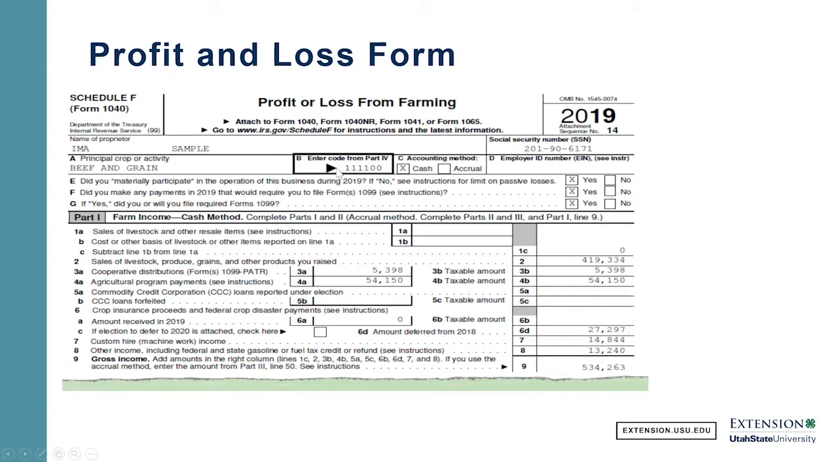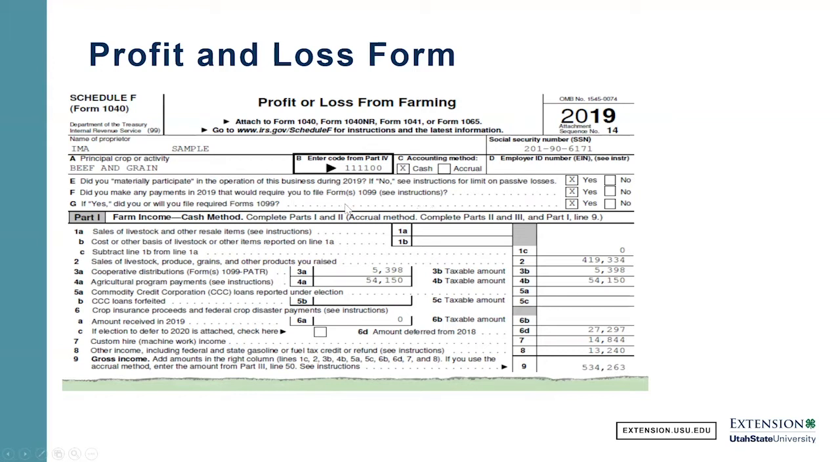in this case, it's beef and grain, and there's a code that your accountant will know what it is. And then you check this box, cash method or accrual. And so 99.9%, I would assume, of returns that are filling out Schedule F are done on a cash basis. And so we've already kind of talked about what that cash basis is. It asks, did you materially participate? So that means, were you actively involved? Were you making decisions? Were you actively working on your farm or ranch?